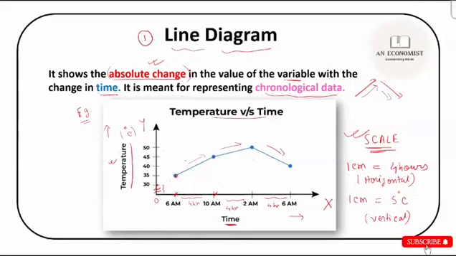If the value of the variable does not change at all, you will have a straight line, but in general, a line diagram shows chronological data which changes over time, right? I hope this is clear to you. This is the simple line diagram where we are concerned with only one variable, and here the variable is temperature, right?